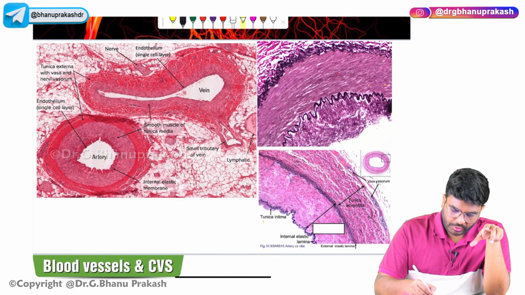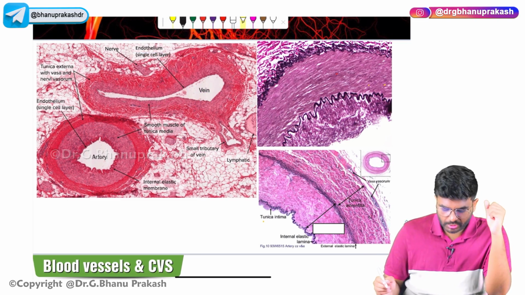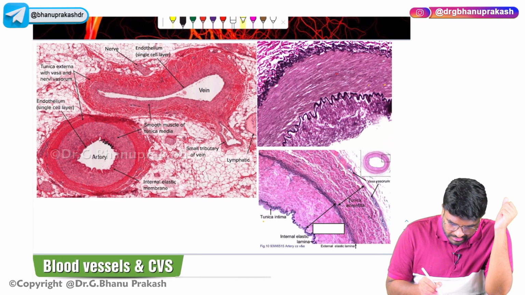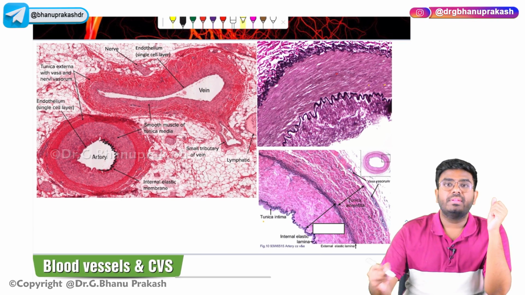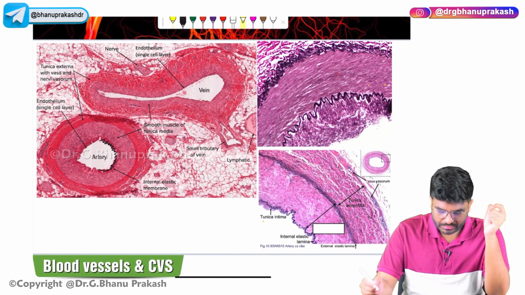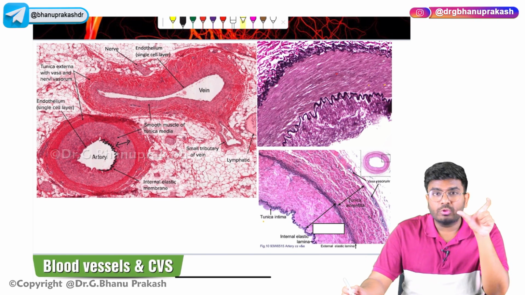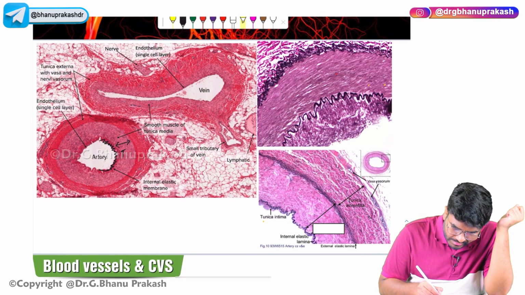If you do the cross section and look under the microscope, how many layers are there for a blood vessel? Blood vessels are made up of 3 layers. What are they? The innermost layer of a blood vessel is made up of the endothelium. The innermost layer is called the tunica intima, or the endothelial layer. Then the next layer, which I am highlighting over here, is made up of the smooth muscles. This layer is called the tunica media.